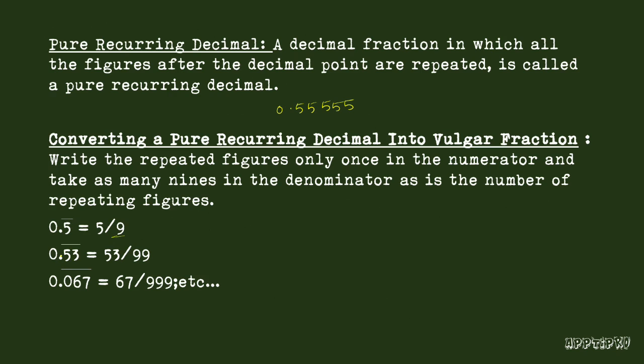For 0.53 bar, 53 is being repeated. So put 53 in the numerator divided by, as two numbers are repeated, the denominator has two 9s, that is 99. Next example is 0.067 bar. As there are 3 digits repeated, three 9s are in the denominator and the number 067 is written in the numerator. When 0 is in the leftmost position, it has no significance. So we write only 67 by 999.